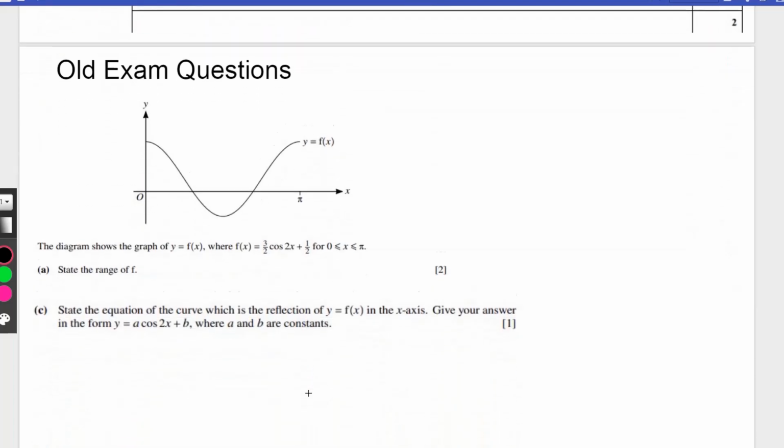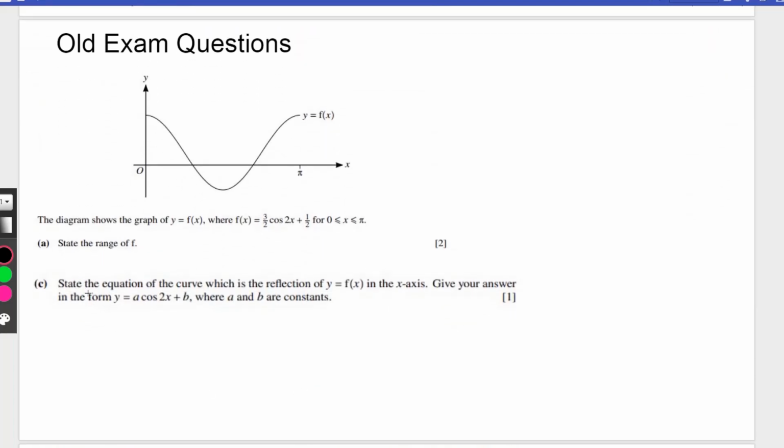C, oh, another part. Now it says, state the equation of the curve, which is a reflection of f of x over the x-axis. So remember, if I want to reflect it over the x-axis, it's going to be this. Take the whole thing and multiply it by -1. So I'm going to take this whole thing, 3 over 2 cosine 2x plus 1/2.